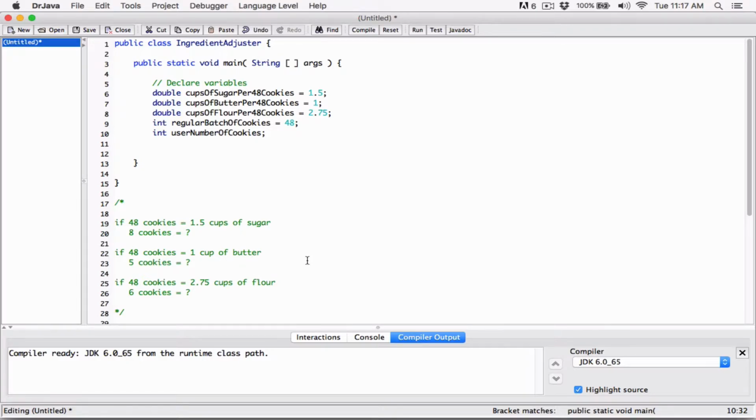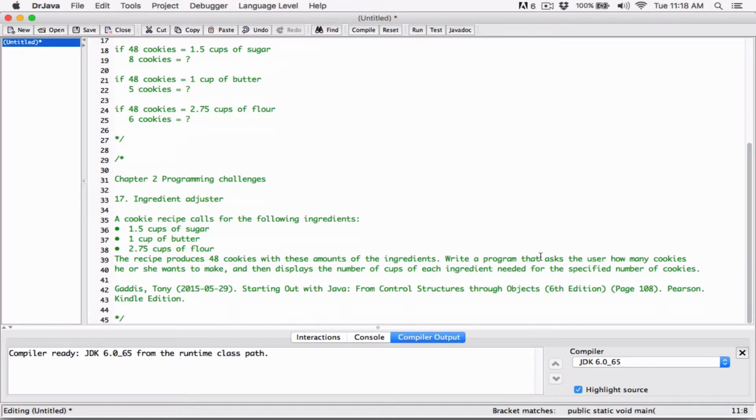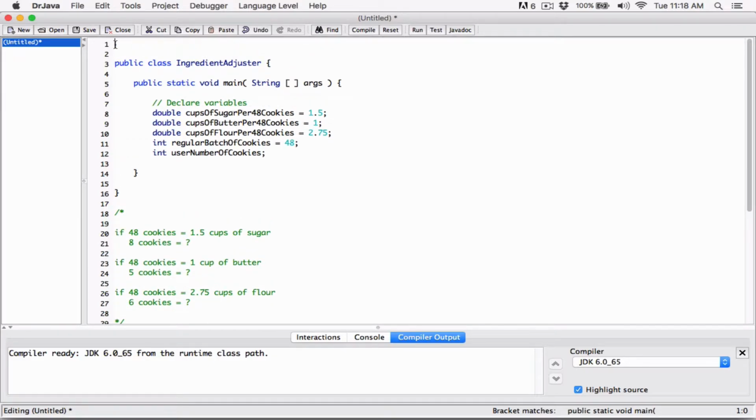Since we are going to accept input from the user, who is going to type the number of cookies, we need some kind of mechanism to accept input. I'm going to use a scanner for this one, because the program says write a program that asks the user how many cookies he or she wants to make. I need to tell the program where the scanner class is found, so I'm going to import java.util.Scanner.